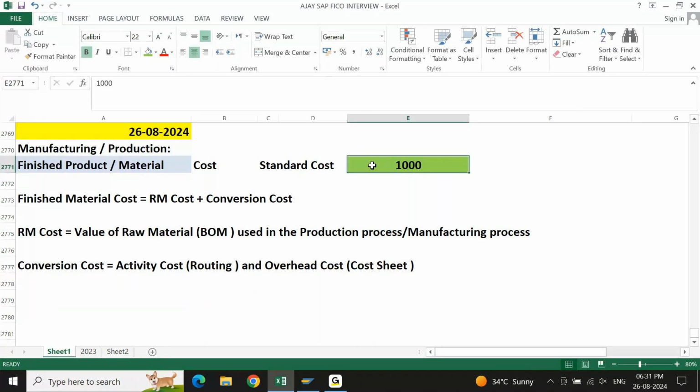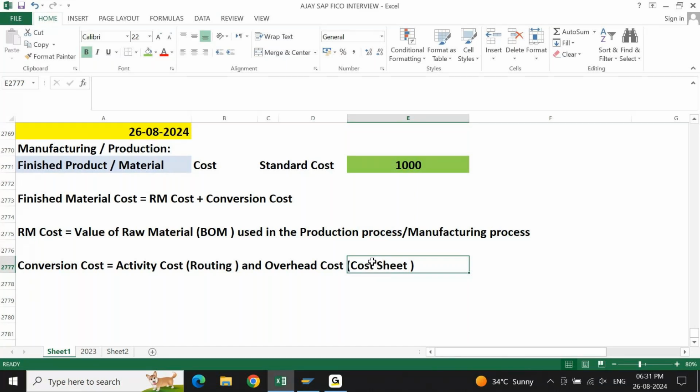The 1000 rupees you are getting with the help of cost estimation. When you are estimating the cost, your cost estimation contains BOM, routing, and cost sheet. In short, raw material cost, activity cost, and overhead cost are combined together to form the standard cost.